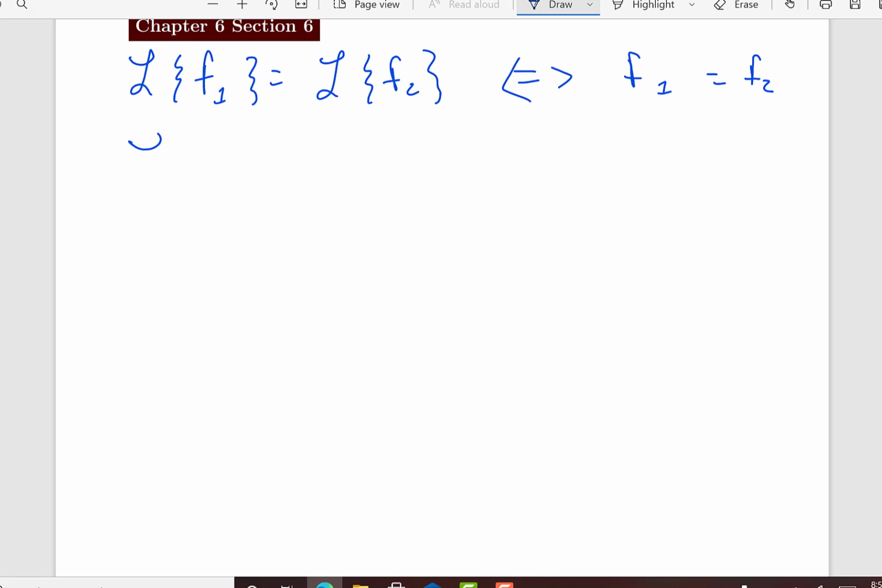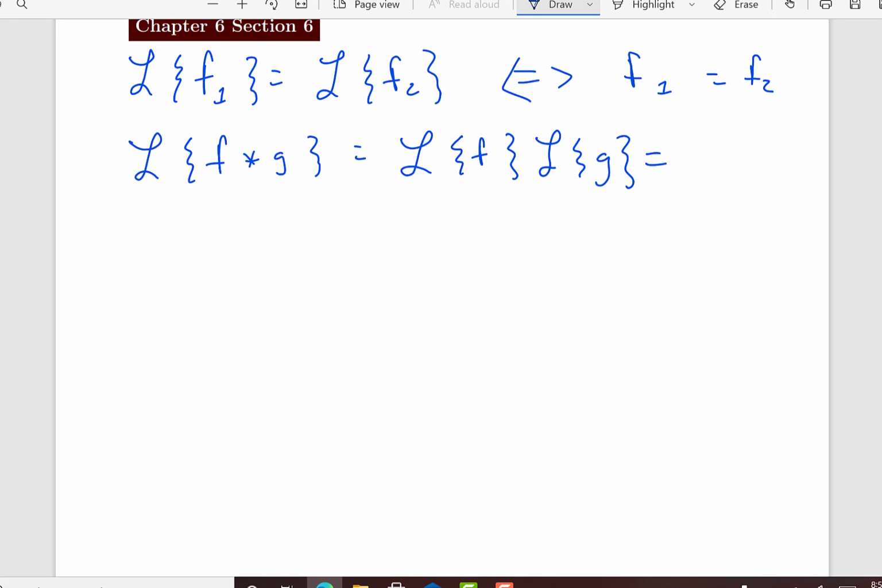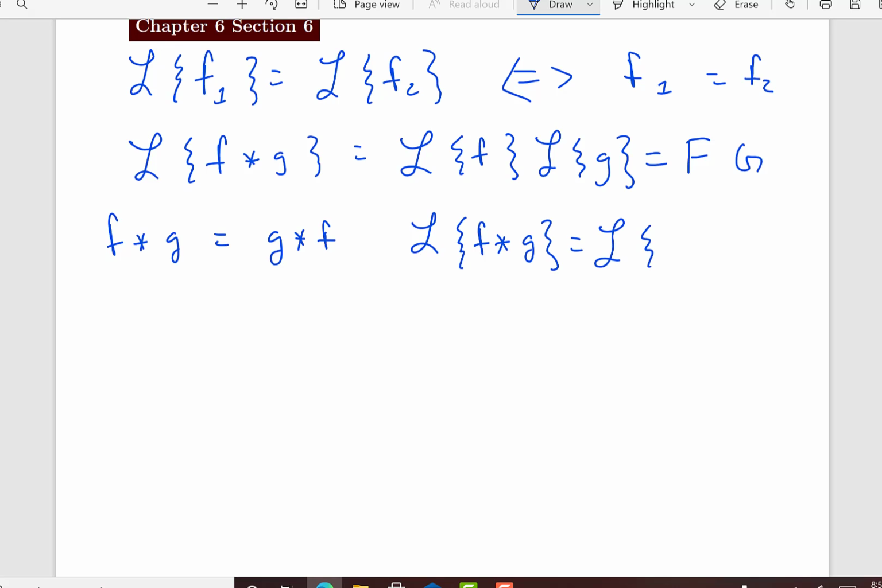The other fact is the new fact, which is the Laplace transform of f star g is equal to the Laplace transform of f times the Laplace transform of g, or if we write that with capital letters, this is F times G. Okay, so how can we use these two facts to prove that f convolved with g is equal to g convolved with f? Well, what we're going to do is show that the Laplace transform of f convolved with g is equal to the Laplace transform of g convolved with f.